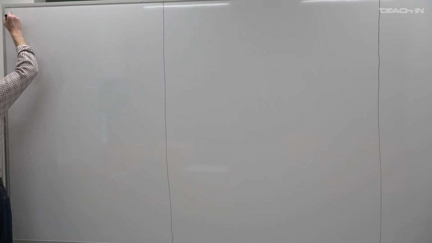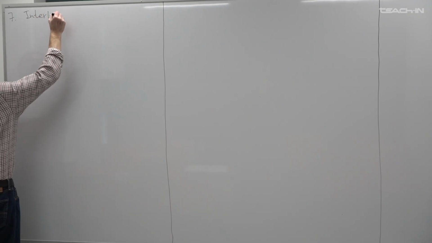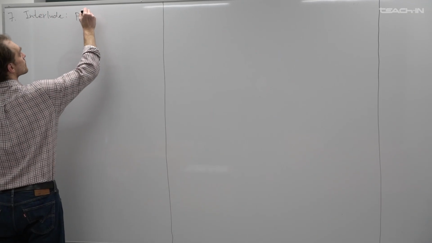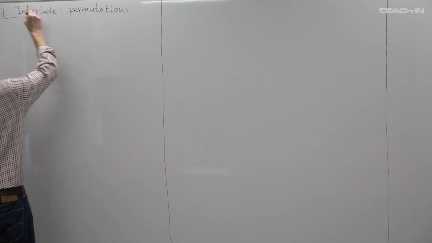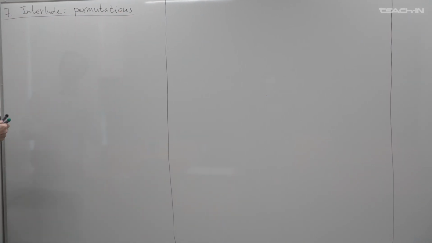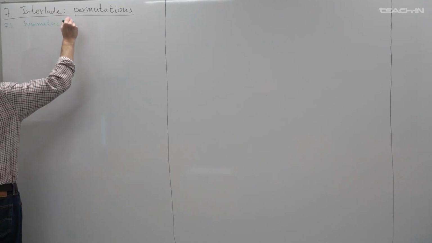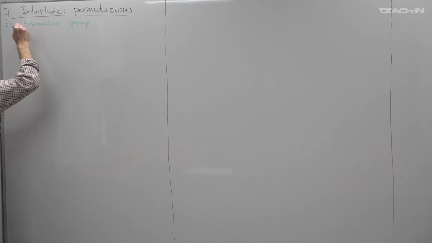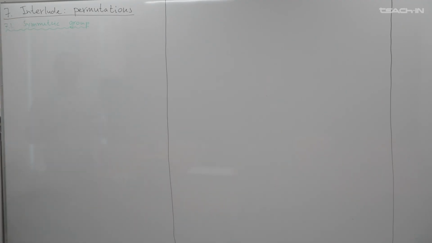So it will be section 7, interlude, permutations. So 7.1, symmetric group. Okay, so let us start with the definition.